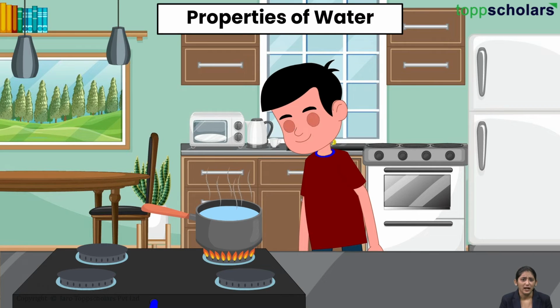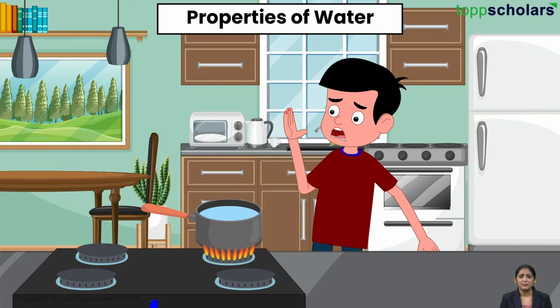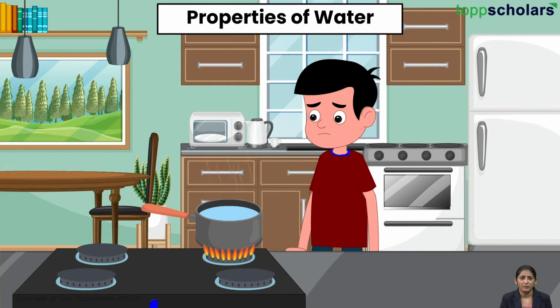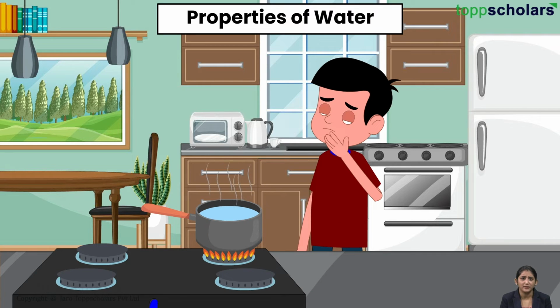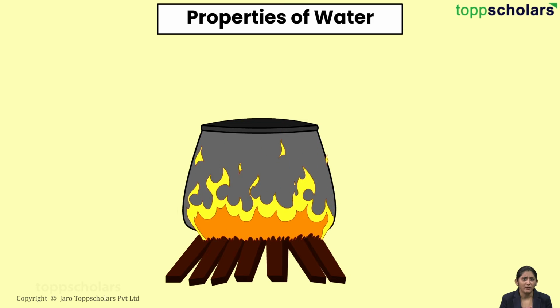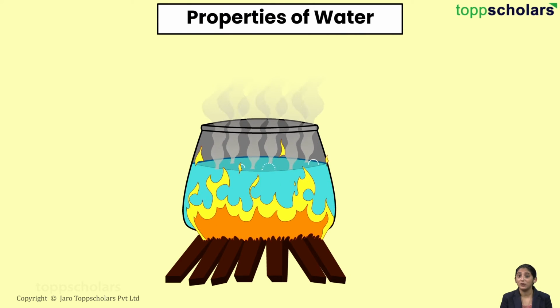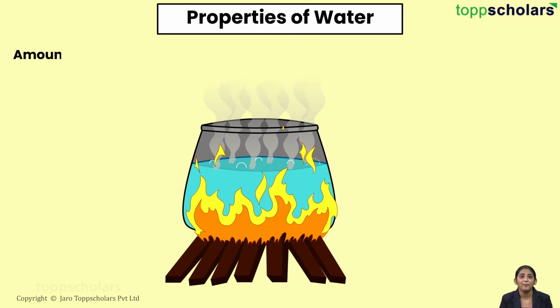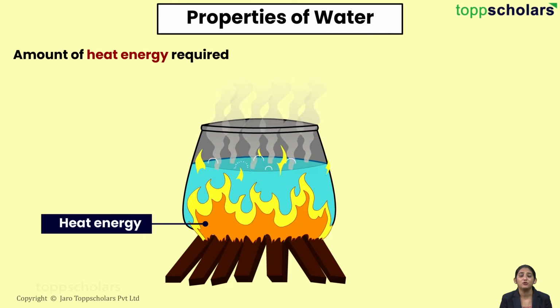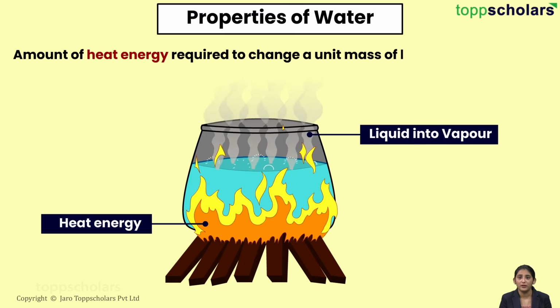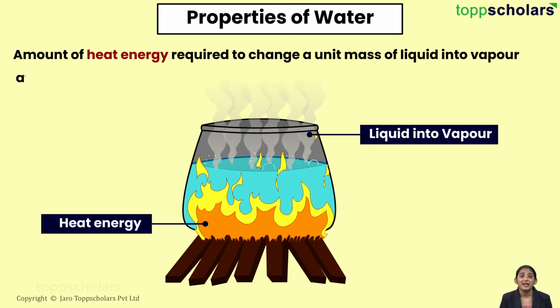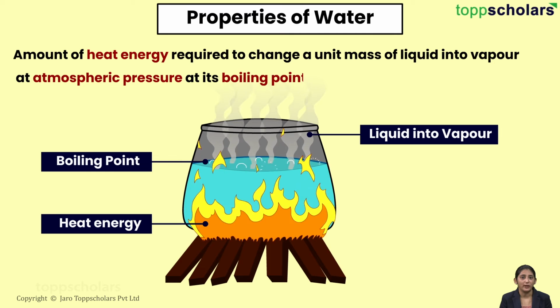Now, Rahul has put a pan containing water on the gas burner in order to boil the water. He just kept his hand over the steam for some time and he immediately took it back. Do you know the reason behind this? You might also have heard about the term latent heat of vaporization. Now, what's that? It is simply the amount of energy required to change a unit mass of a liquid into vapor at atmospheric pressure at its boiling point.